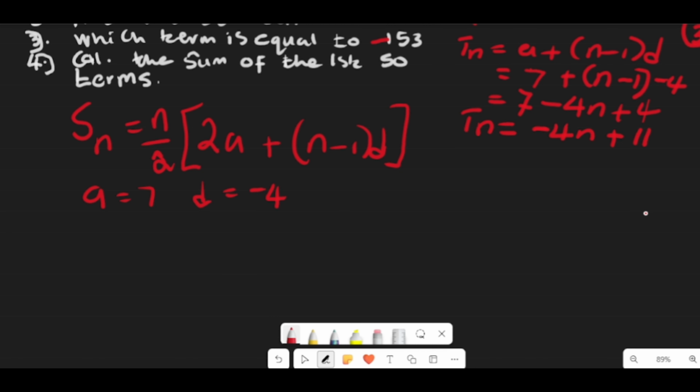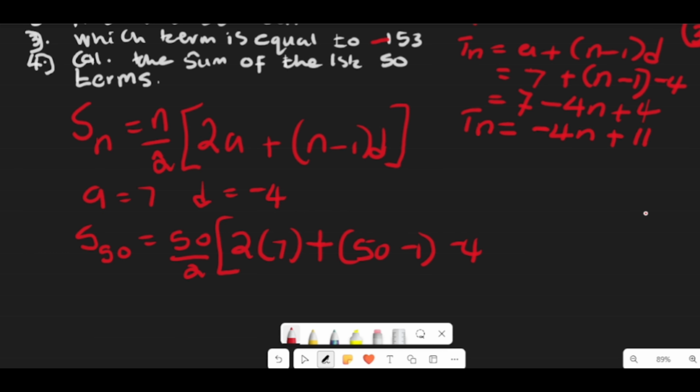Therefore we can say S50, the first 50 terms, equals 50 divided by 2, in brackets 2 times 7 plus (50 minus 1) times minus 4, close bracket. If you put all of this in your calculator, you should come to minus 4550.